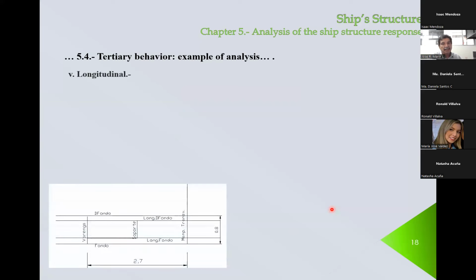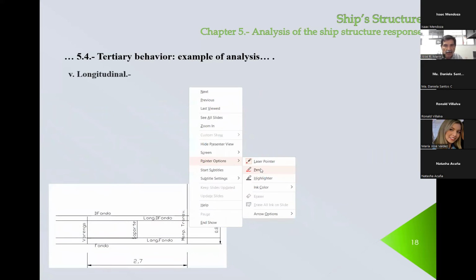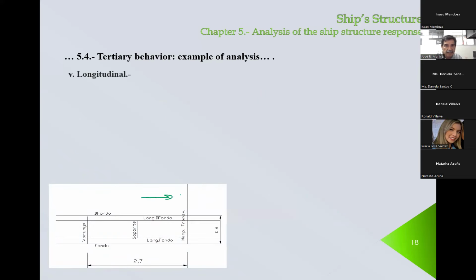Longitudinals. Okay, so this is a side view of the structure. This is X, this is Z, and this is the double bottom, this is 0.85. This is the height of the double bottom.